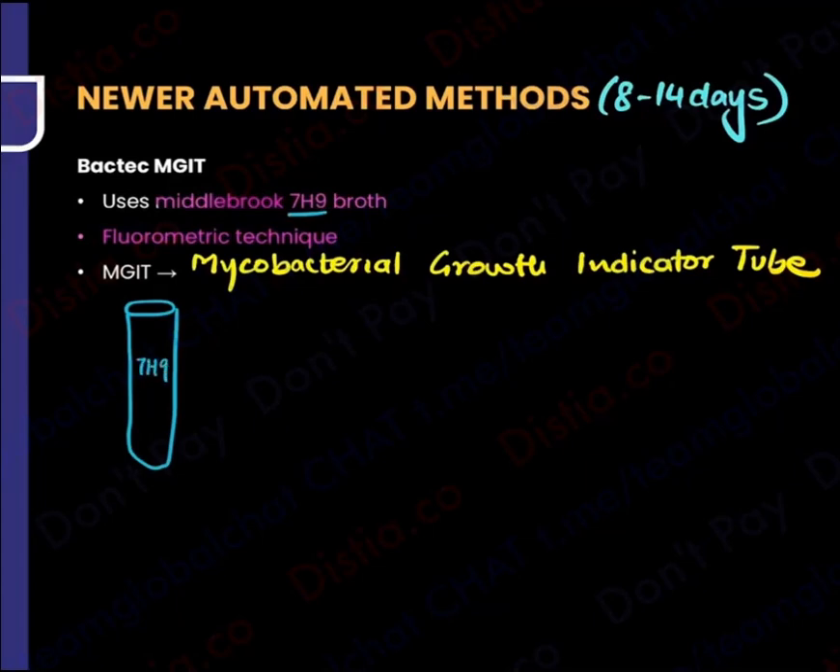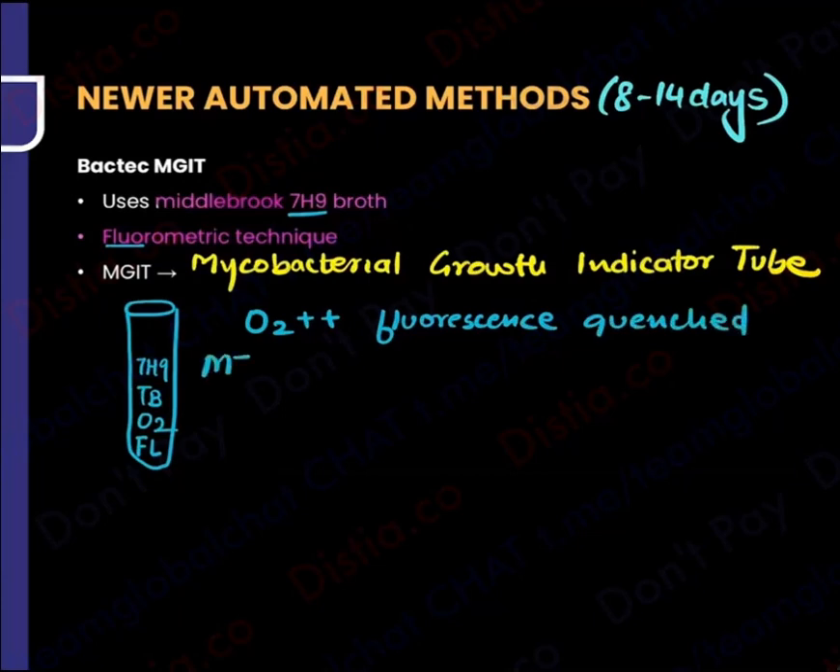To this you have added your TB, whatever sample, sputum or whatever sample came, and right now does it have oxygen? Right now it has oxygen, and because it is a fluorometric technique, of course there is some fluorescent dye also present. No one is going to ask you what all it has. I'm just telling you one simple concept. The concept says that till the time oxygen is present, the fluorescence will never show. Fluorescence will be quenched.